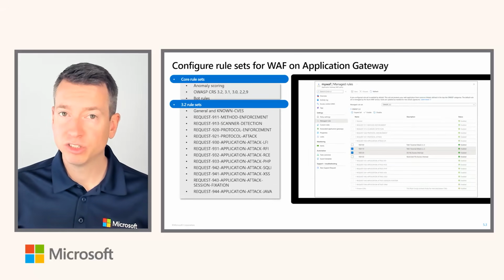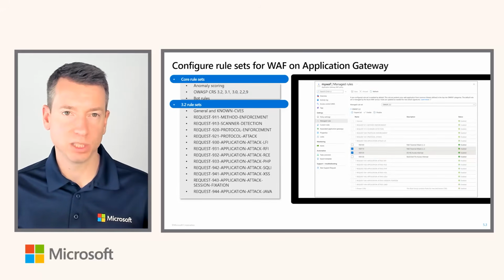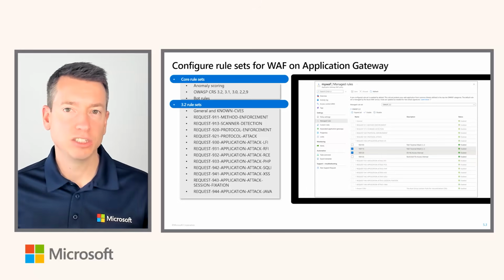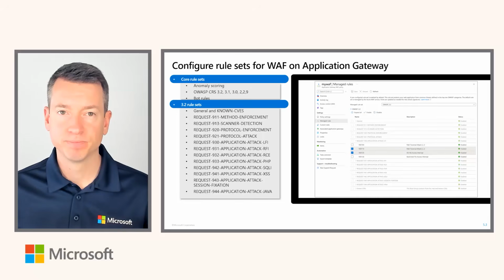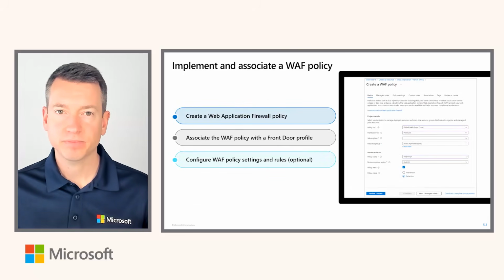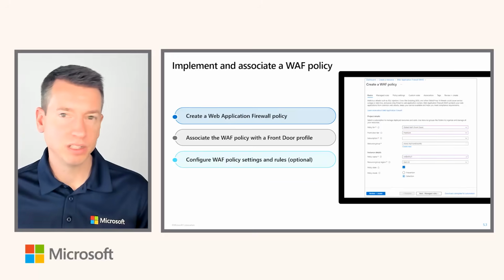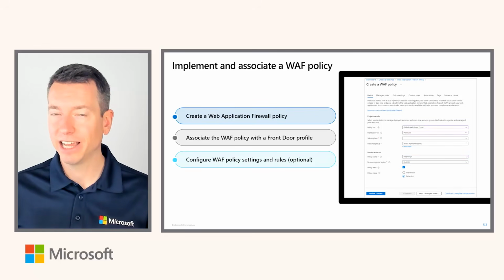The Azure Managed Default Rule Set, the DRS, actively protects web applications from common vulnerabilities and exploits. The other option is using rules that are defined based on the OWASP core rule set. To implement a WAF policy, you associate the WAF policy with a Front Door and you configure WAF policy settings and rules.